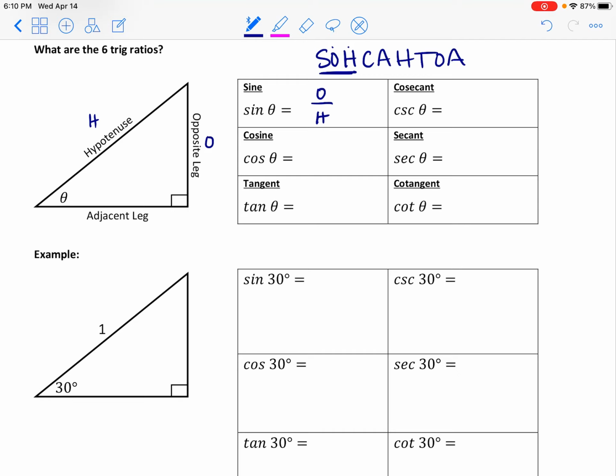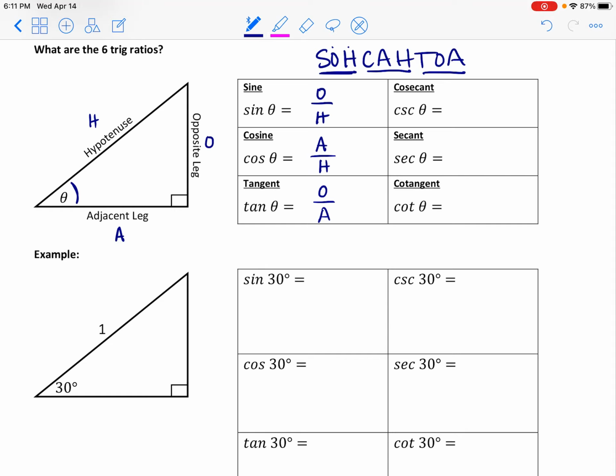And then the cosine of an angle would be the adjacent leg, the one that's right next to that angle, over the hypotenuse, so A over H. And then the tangent for that angle is O over A. It's opposite over adjacent. And we could fill those in with numbers and do calculations for specific triangles if we needed to, but that's the general concept, right?